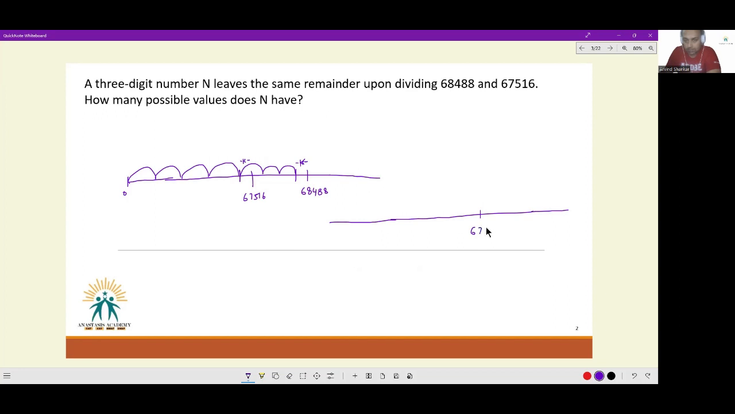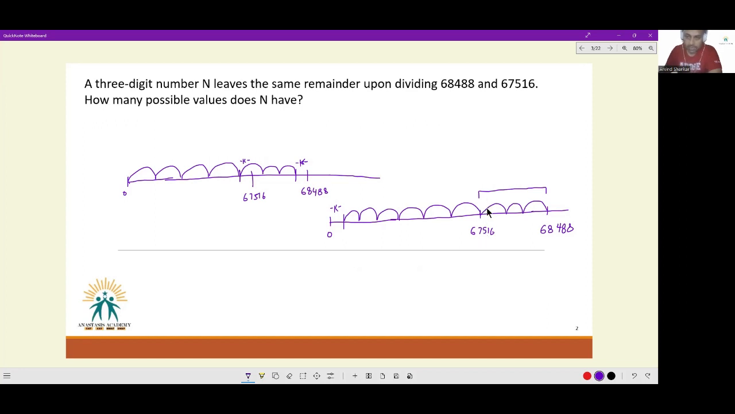Let's look at 67516 and 68488. If remainder K is to be left in either case, can I see that from here to here to here, I keep on going. The jumps taken in reverse are like this. And in either case, the same remainder K is left. Which is to say, the difference between these two numbers should be covered in some jumps of the number with which we are dividing.